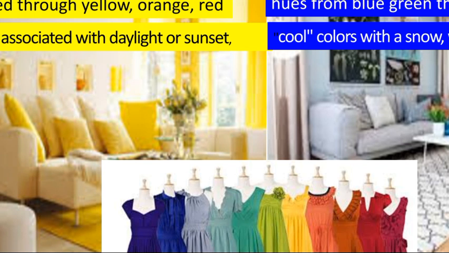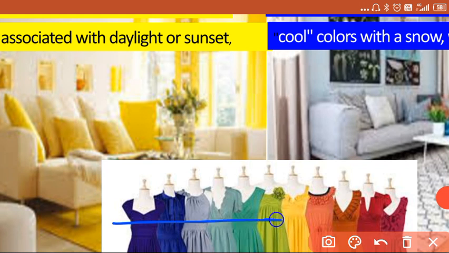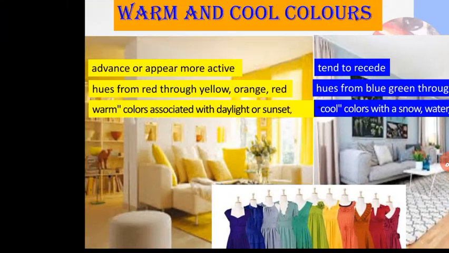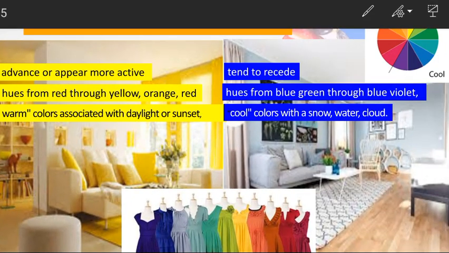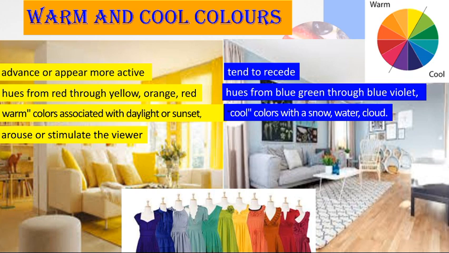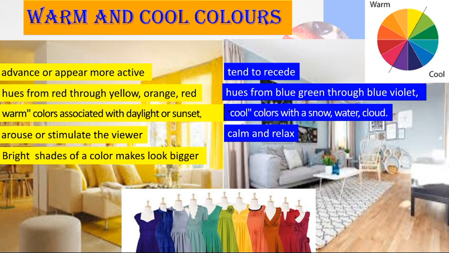Some of the gowns are looking more advancing and some are looking cooler. So this part is cool colors and this is all warm colors. Is that clear? So size is also affected. The next is the cool colors, they arouse or stimulate the viewer, whereas the warm colors are more calming and relaxing, similar to receding colors.